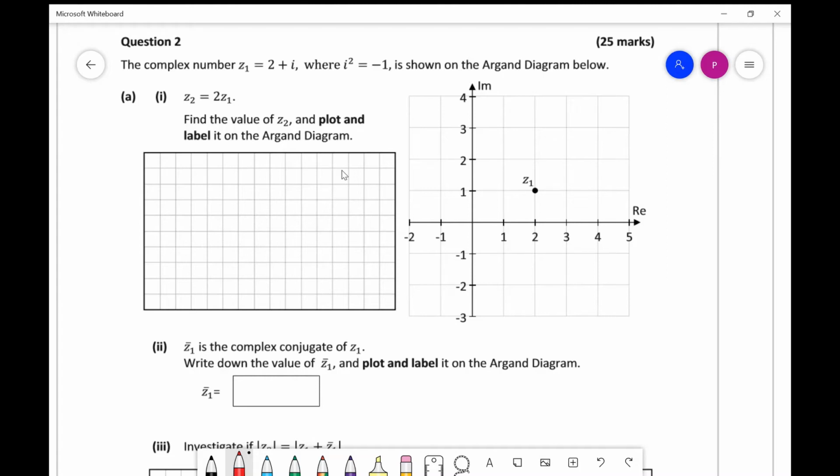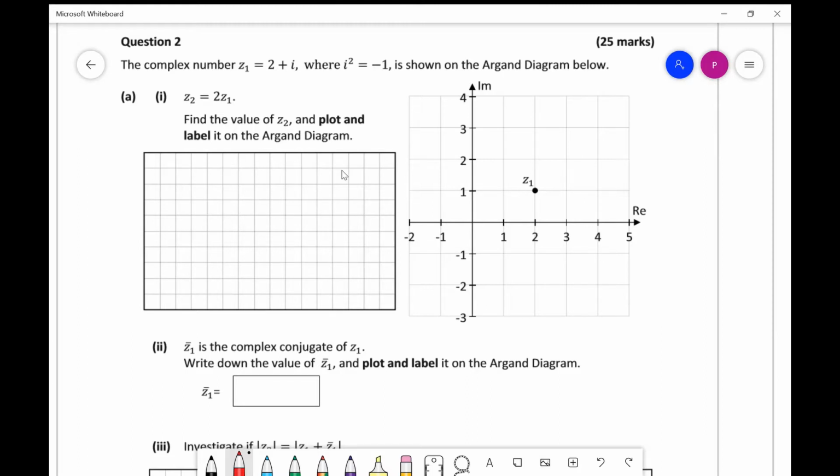Okay, so 2019, question 2, complex numbers. I'm just going to go through the whole thing because it'll help with my full explanation, really. Okay, so complex number Z1 is equal to 2 plus i, where i squared is equal to minus 1, and so on. In other words, we're dealing with complex numbers, and it's shown in the Argand diagram below.